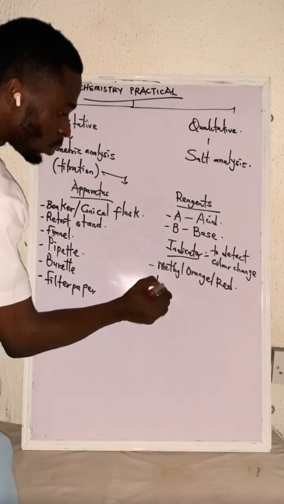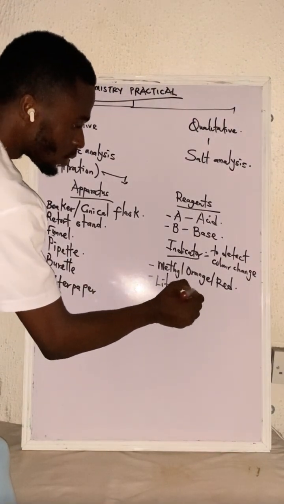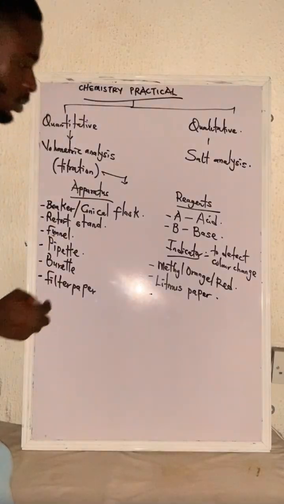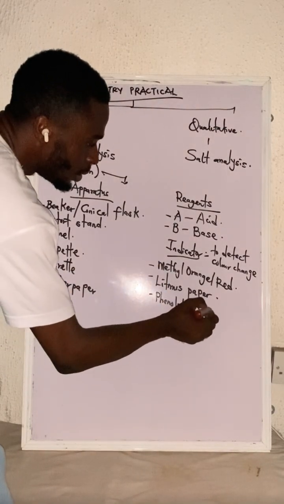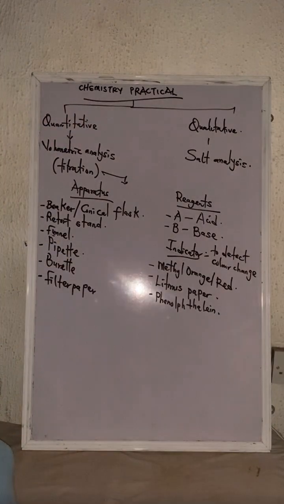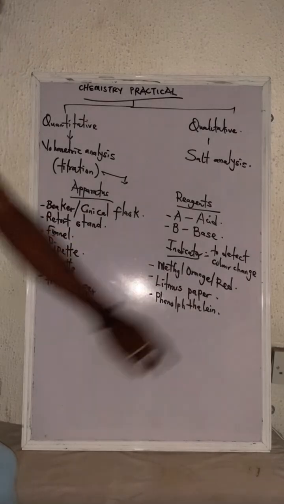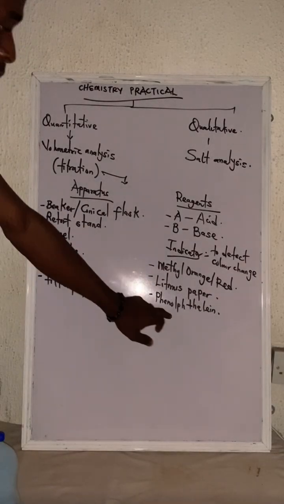You might also be given a litmus paper. You might also be given phenolphthalein. All these three are the basic ones that they give for the practical. There are also other ones, but the main ones will be methyl orange or methyl red, litmus paper, and phenolphthalein.